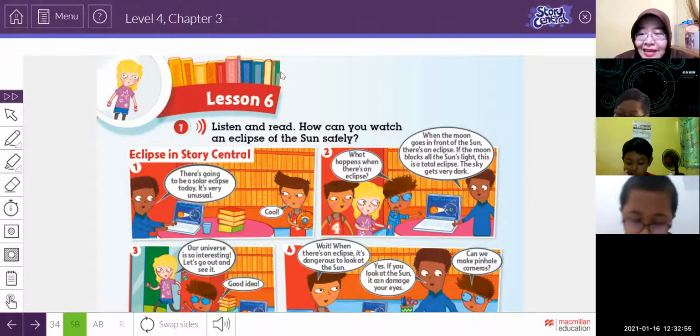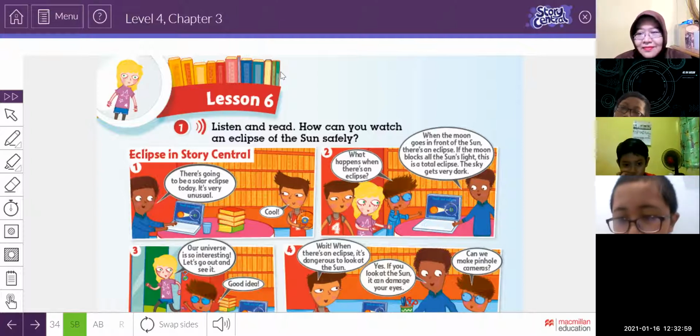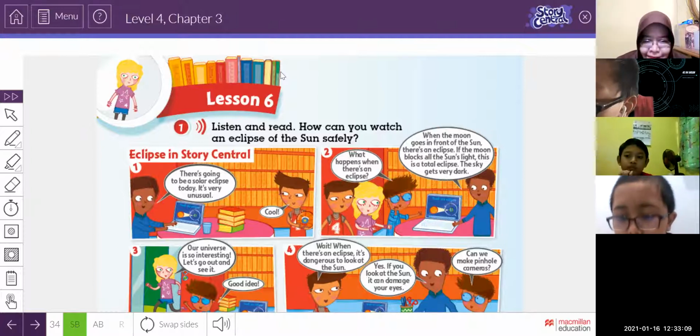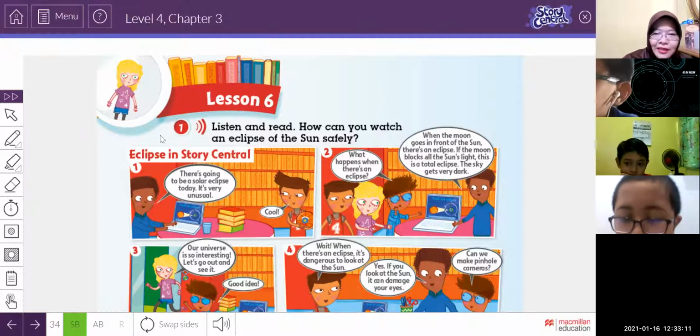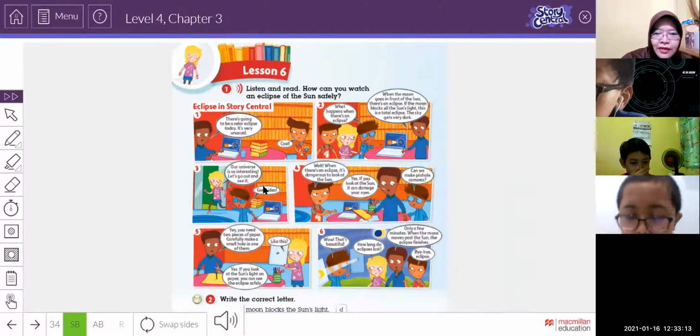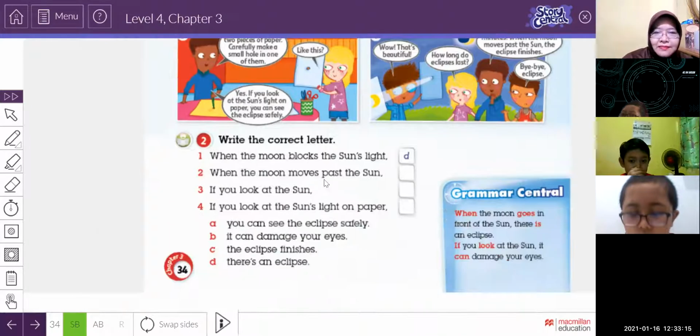What happens in the day when there's a solar eclipse? It's very dark. There you go. Well done. It's very dark. Okay. Now we're going to try and do this.